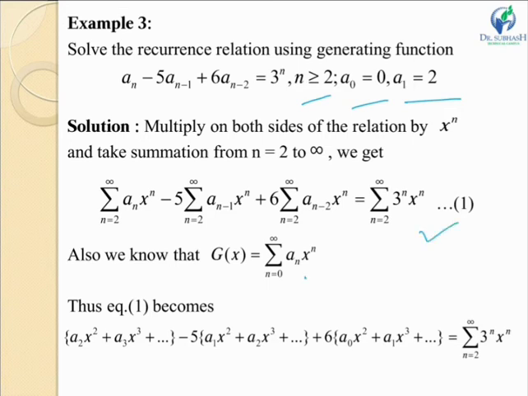Now we know that this is our generating function. So first I will start putting the values of n equal to 2 up to infinity, so I get a2x square, a3x cube and so on. Similarly, in the next term I will start putting the values from n equal to 2 to infinity, and in the last term, again I will put the values of n equal to 2 to infinity. And on the RHS we have the value 3 raised to n, so here also I will put the summation sign as it is.